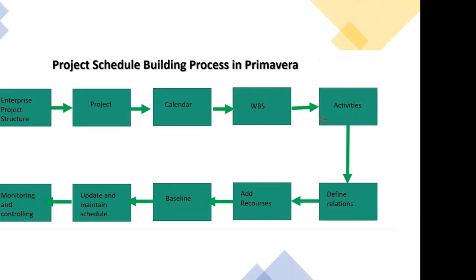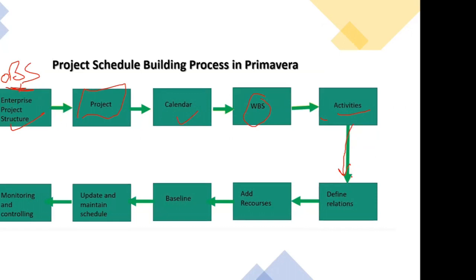Simply you can move ahead into the software, and first of all, you'll create OBS and EPS, organization breakdown structure and enterprise project structure. Okay. Then you'll create a project, dummy project. First of all, we will create, then we will assign a calendar to it. Then we will add WBS, then we will add activities, and then we'll define the relationship between those activities, and we will add resources.